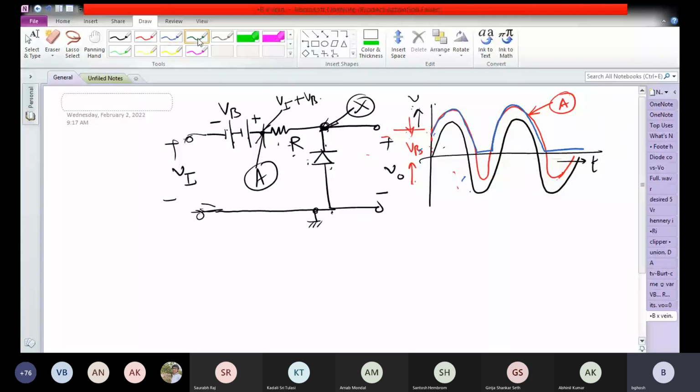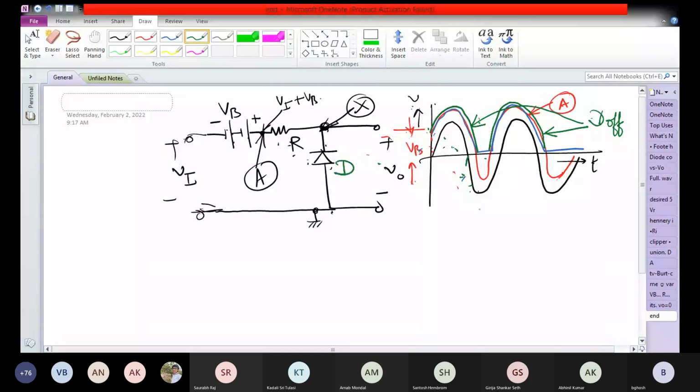In this part of the circuit, the diode D will be off, because the N side is connected to the point X. So the diode D will be off. The moment it hits 0, or if you take V gamma, the moment it hits 0 minus V gamma, the moment it tries to fall below that, the diode is not going to allow that.